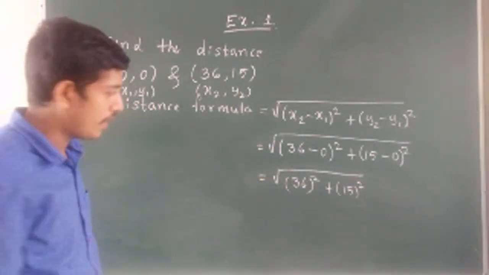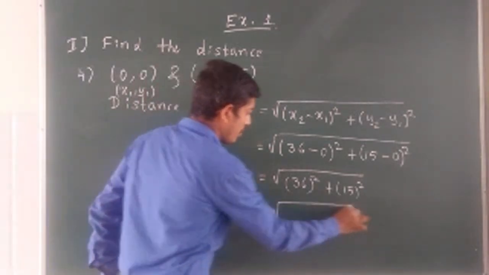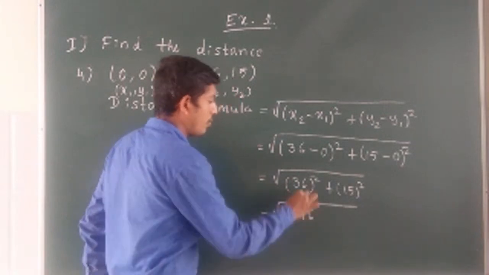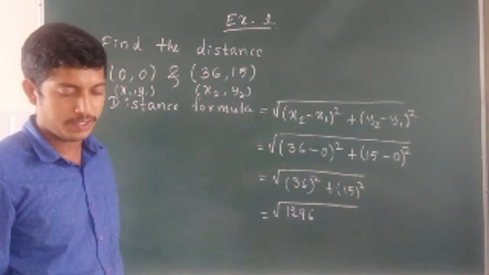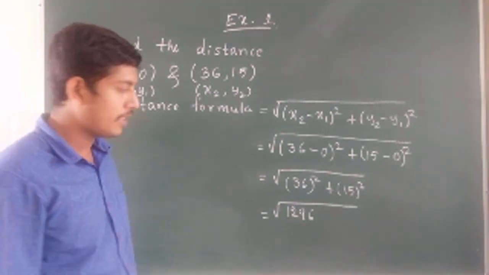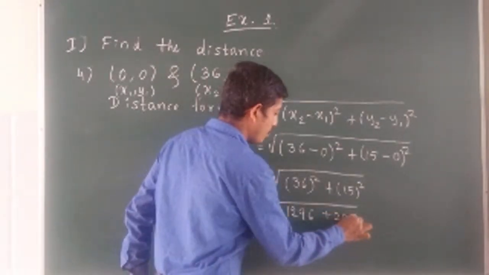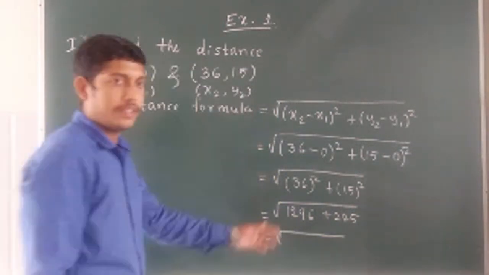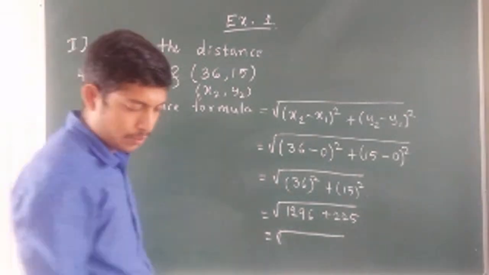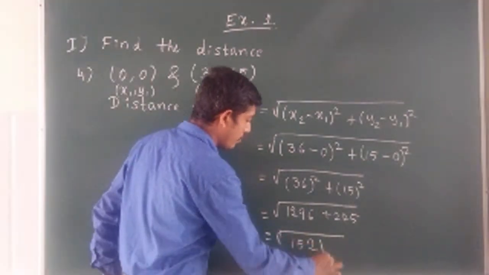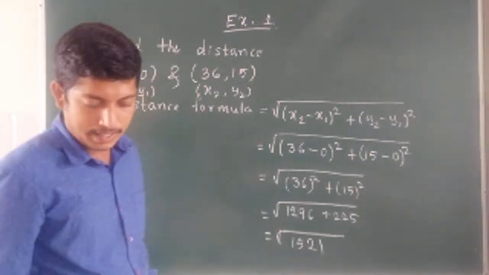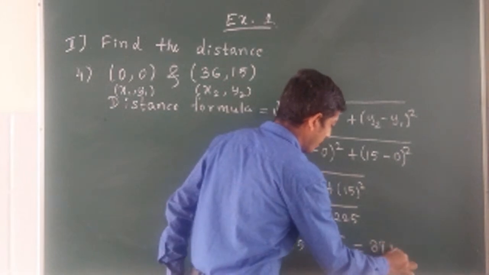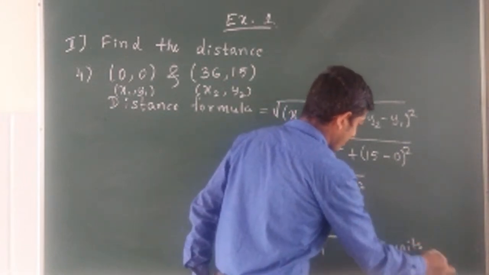And 36 square is 1296. You have to multiply 36 with itself. 36 into 36 gives 1296, and 15 square is 225. When we add these two, it will give the answer as 1521. And the square root of 1521 is 39.